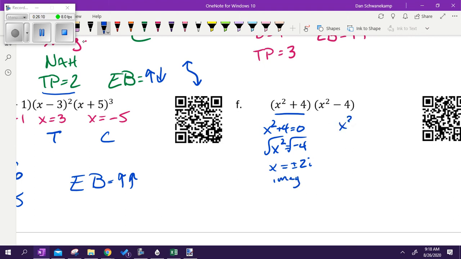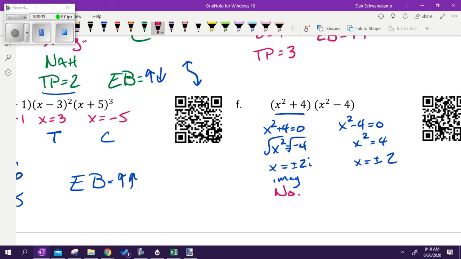This one, x squared minus 4, set it equal to 0. X squared is equal to 4. So where are my roots? Plus or minus 2. Okay, we're good there. At plus or minus 2, touch or cross?